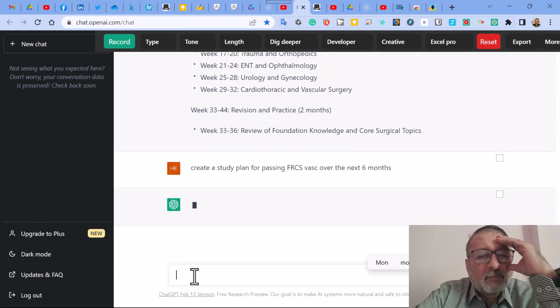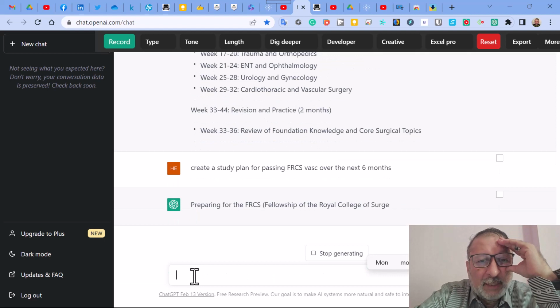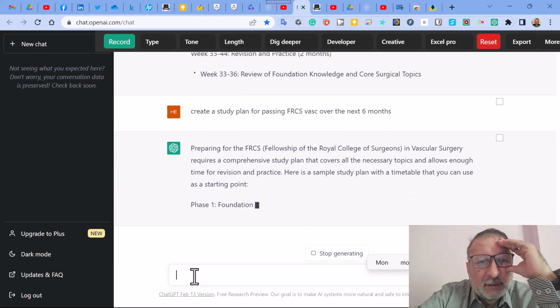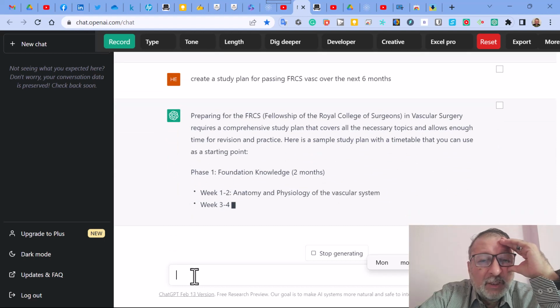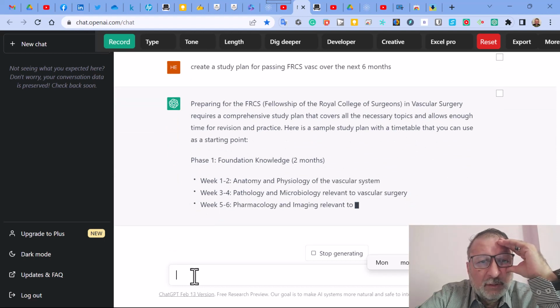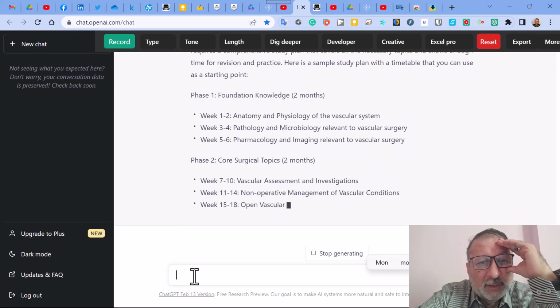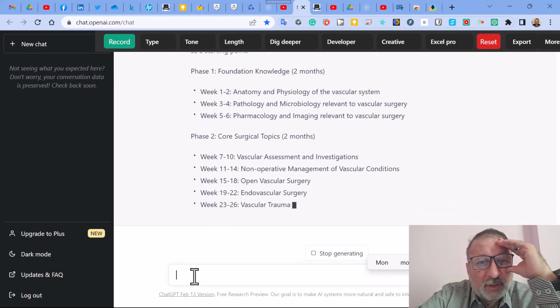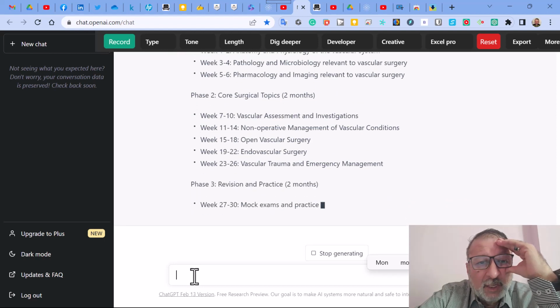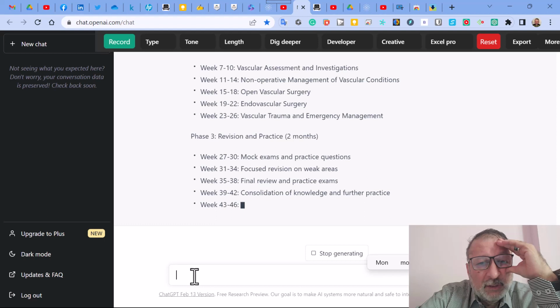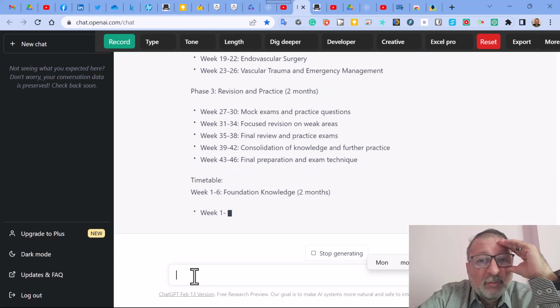So I've put another exam, and he put the definition of FRCS, and then the study plan: foundation and knowledge for 2 months, and then core 2, another 2 months, vascular assessment, investigation, open vascular surgery, then endovascular surgery. And he put the timetable for everyone. So as you can see, it's pretty good. So you can make your study plan right away.